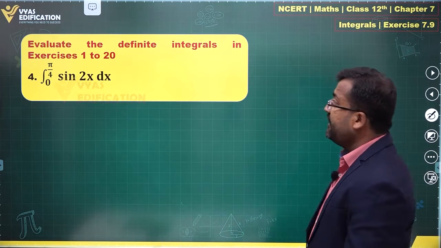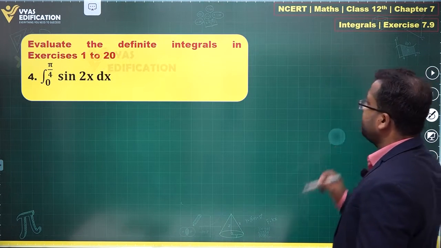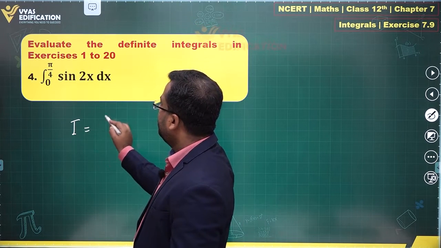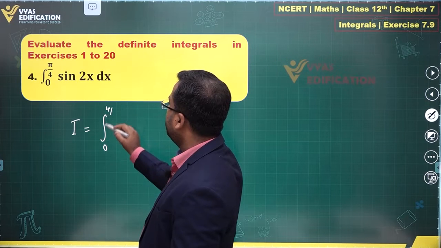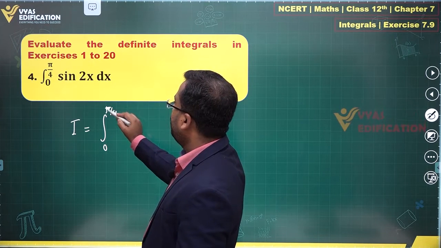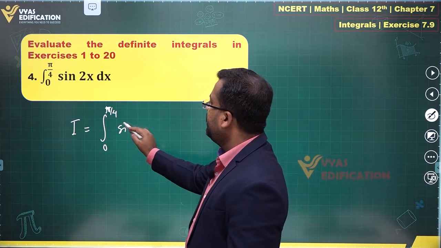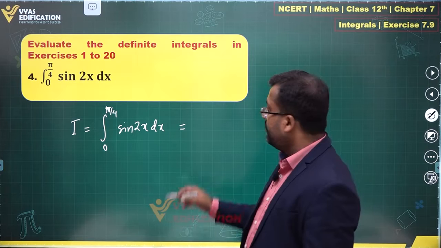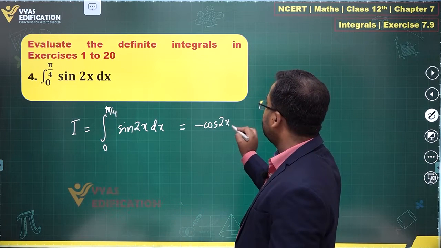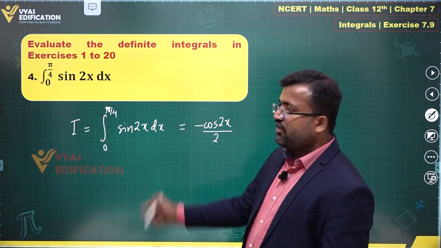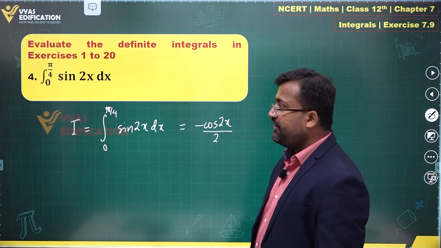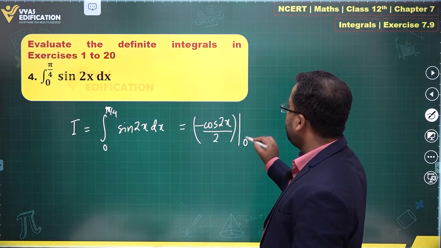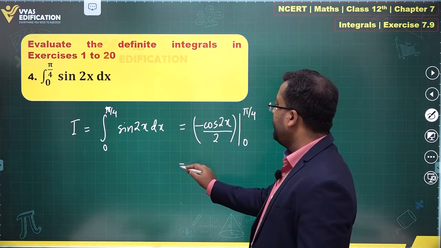In the fourth question, we have integral 0 to pi by 4 sine of 2x dx. How do we integrate this? Integration is not difficult. Sine 2x, the integral of sine 2x is easy. The integral will be equal to minus of cos 2x upon 2. Since you have a linear polynomial of x instead of x, you'll have to divide by the coefficient. This is the integral. Limits from 0 to pi by 4 is what I'll put over here.